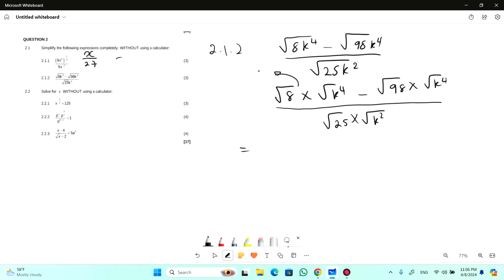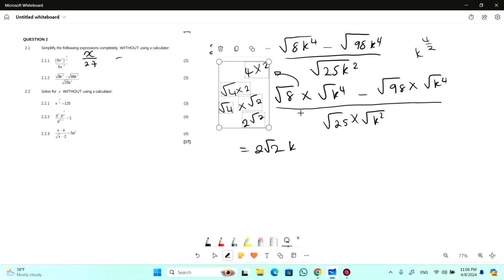So we notice that 8 is 4 times 2. So inside here I will have the square root of 4 times 2, which is the same as the square root of 4 times the square root of 2. Now the square root of 4 is 2, so I'll have 2 square root of 2. Then here is basically k^4 over 2, which is k squared, right? So let me just remove these.